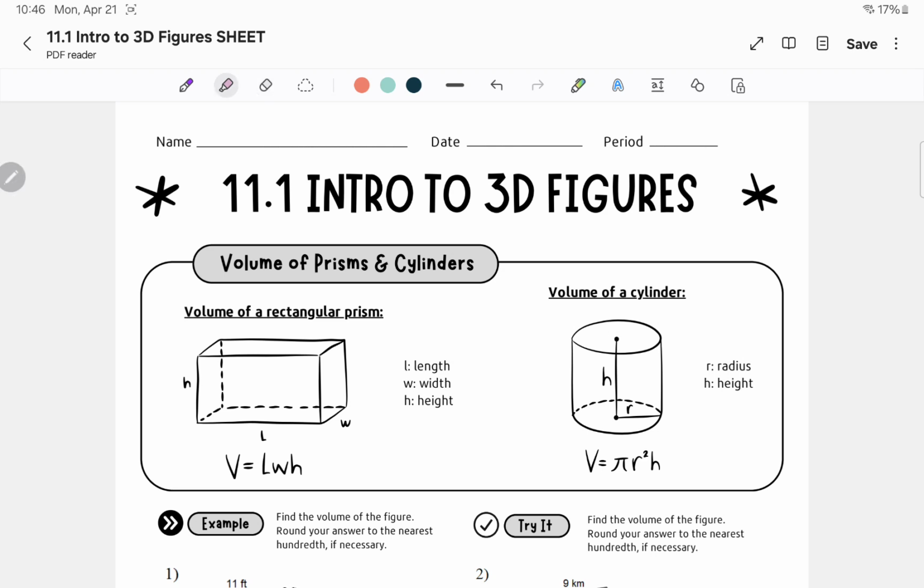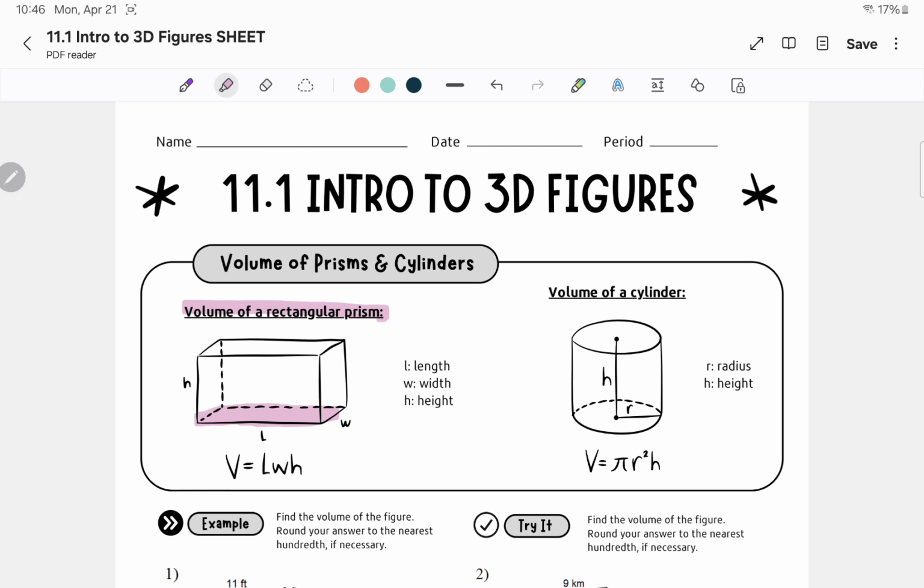So let's look at the first one, which is a rectangular prism. And a rectangular prism is just basically a rectangle. So you see how at the bottom, this base here is a rectangle. It's a rectangle and then it has some height to it. That's what makes it that third dimension, right?